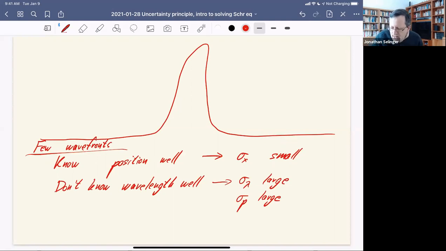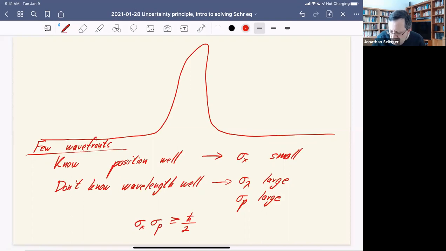So here we have a trade-off, right, between the uncertainty in position and the uncertainty in the momentum, right? That you can optimize one of them, but it makes the other one worse, right? And so this trade-off is what gets expressed by the uncertainty principle, that the product is greater than or equal to h bar over 2.